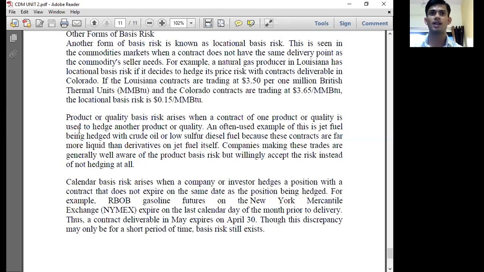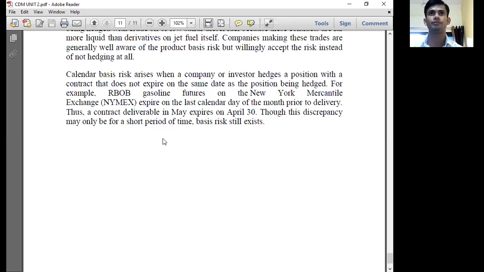Calendar basis risk arises when a company invests in a hedging position where the contract does not expire on the same date as the position being hedged. Calendar basis means the timing is decided, and if the timing is not met, there is no proper hedging and basis risk is there. If you meet the timing, production happens on time, then sale happens, the sale gets profit, and the profit builds your future.